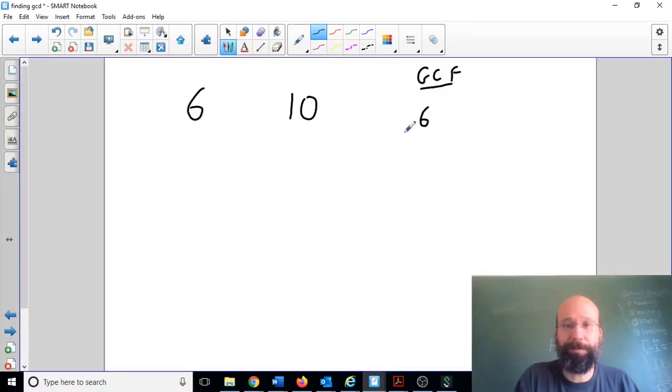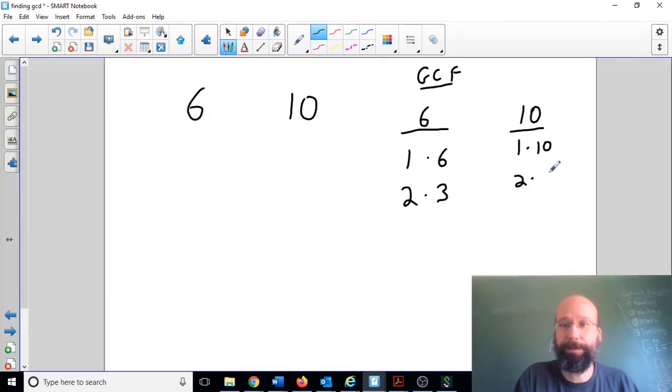What you'd have to do is find all the factors of 6. So factors are what two numbers multiply to equal 6. So you have 1 times 6, and then you have 2 times 3. And that's it for 6. For 10, you have 1 times 10 and 2 times 5. And that's it. So the greatest common factor is the biggest number that they have in common. They both have 1, but they also both have 2. So the GCF of 6 and 10 would be 2.